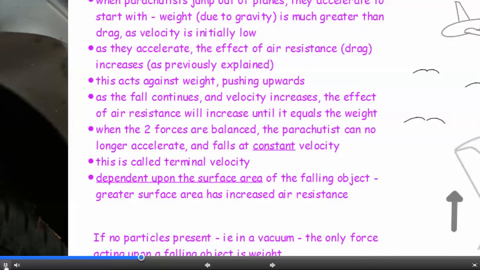Now, terminal velocity is dependent upon the surface area of the falling object, because a greater surface area has increased air resistance. So terminal velocity won't necessarily be the same for every falling object.